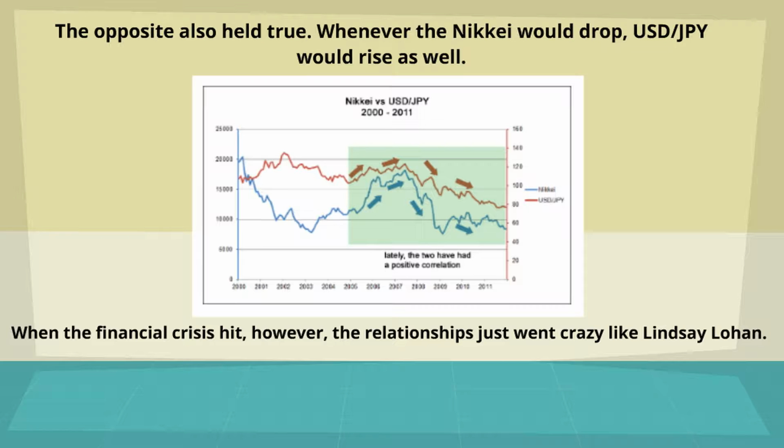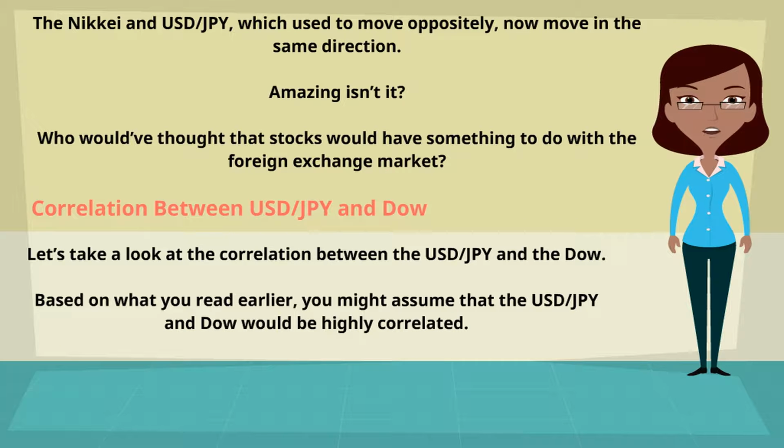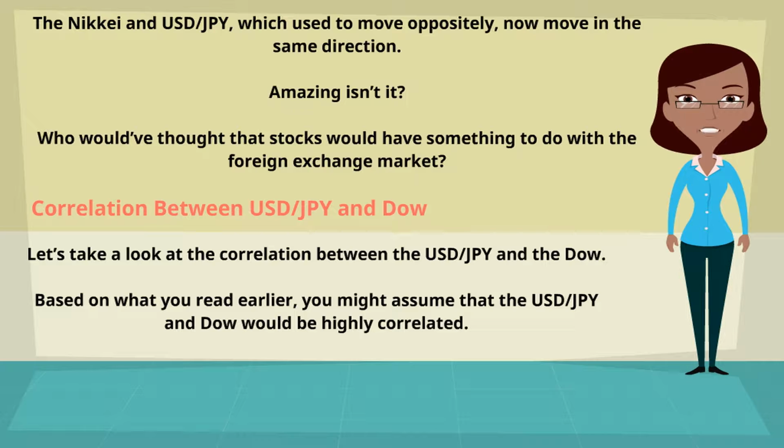Look into the graph below. Nikkei versus US dollar to Japanese yen. When the financial crisis hit, however, the relationships just went crazy like Lindsay Lohan. The Nikkei and US dollar to Japanese yen, which used to move oppositely, now move in the same direction. Amazing, isn't it? Who would have thought that stocks would have something to do with the foreign exchange market?